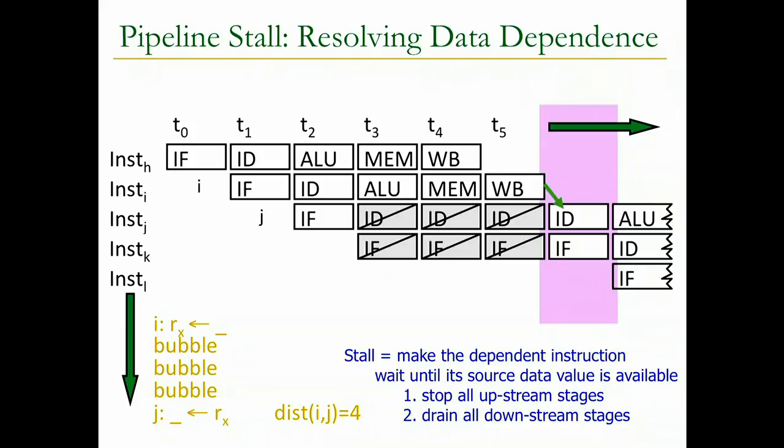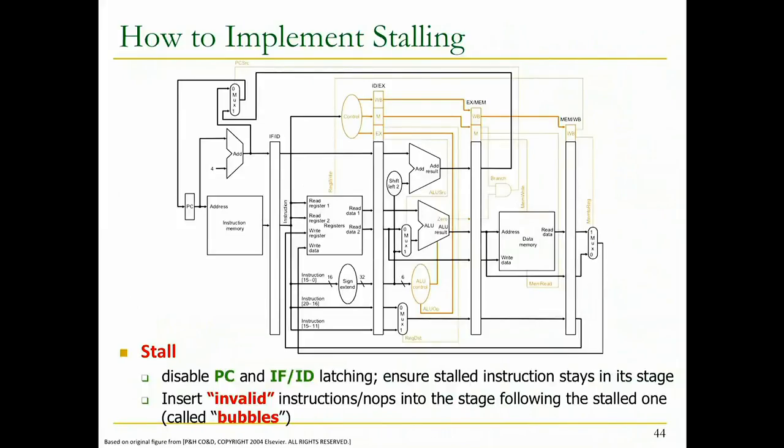Downstream means older instructions that you need to get out of the pipeline. Basically, you need to drain the pipeline and stall the upstream. We'll see that. Basically, this is one of the machines that we've looked at. How do you implement stalling?